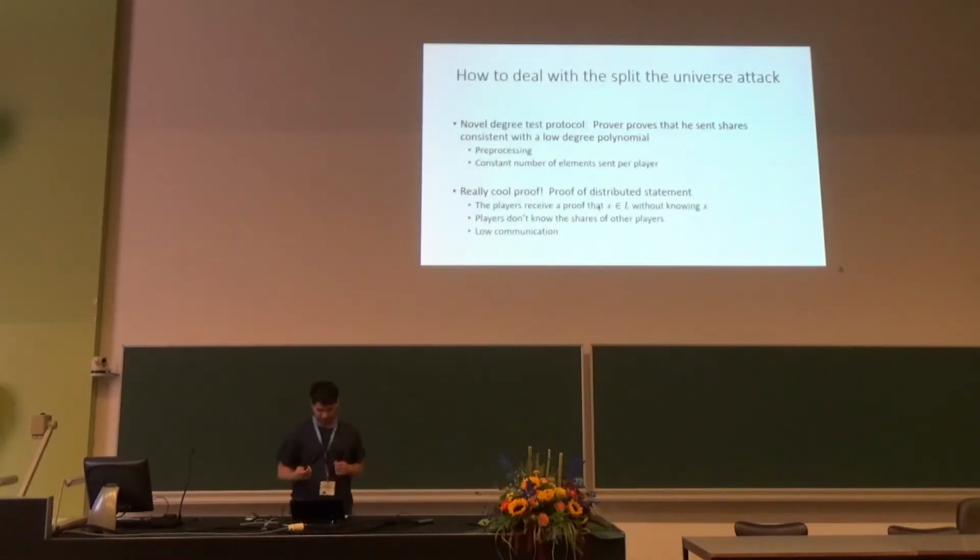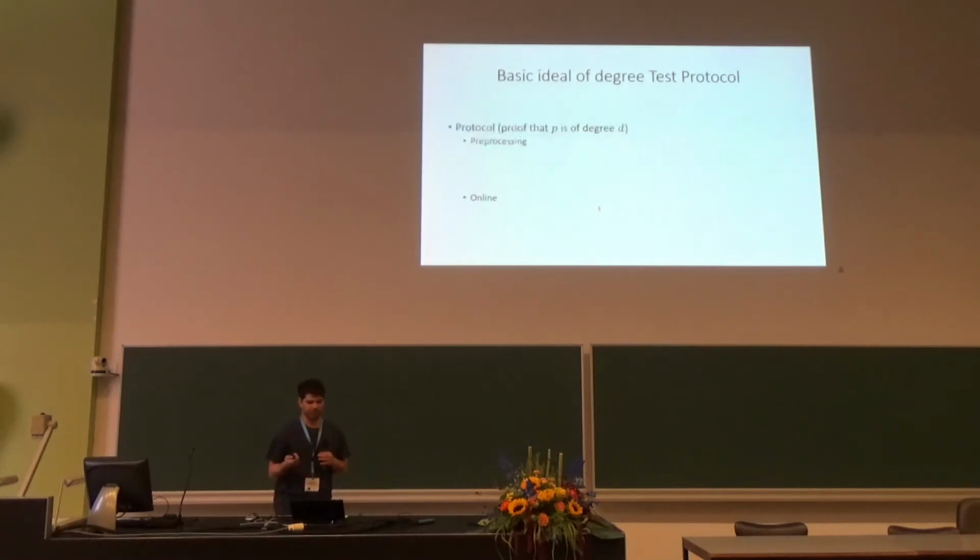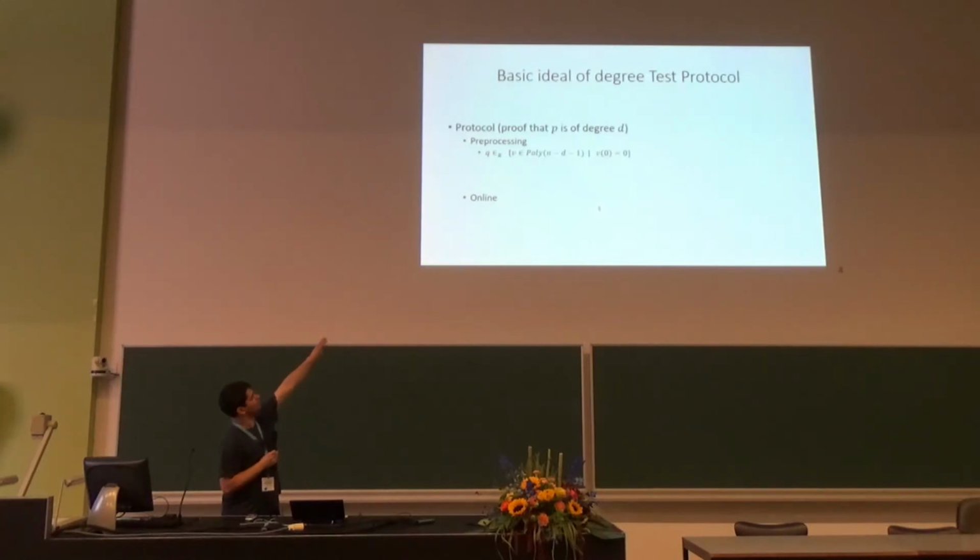Of course this proof needs to have low overhead, so only constant communication per player. And the idea is that the dealer can only reconstruct it if the dealer shares a polynomial of low degree. So it's going to have a pre-processing phase. The pre-processing is going to randomly sample one polynomial q of degree n minus d minus 1, such that q of 0 equals 0.